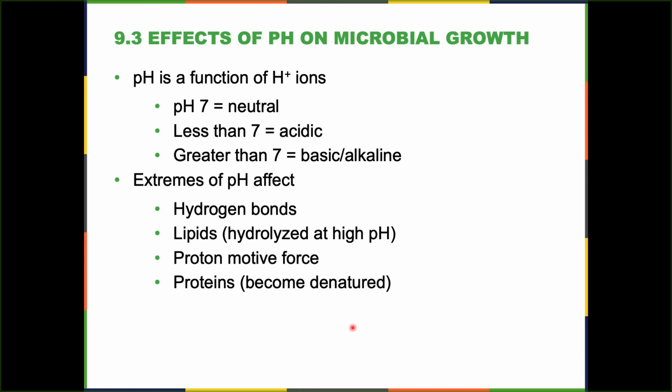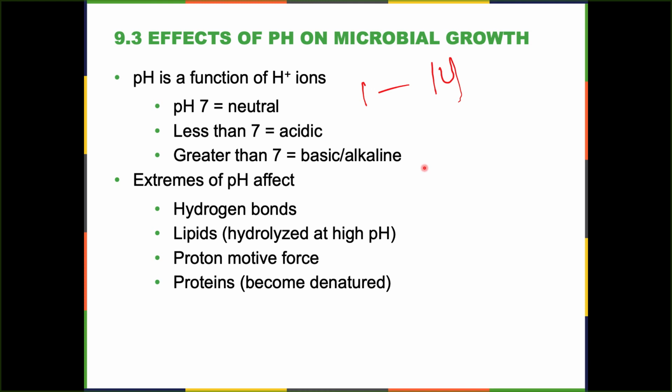So pH is a function of protons, or hydrogen ions. We've seen this before, right? And our pH scale is a scale that goes 1 to 14. We don't have to talk about what the numbers mean exactly, because they do mean something. We're going to keep it nice and simple. The middle, pH 7, is neutral, right? Less than 7 is acidic, greater than 7 is basic or alkaline. And of course, the closer we are to 1, the more acidic. The closer we are to 14, the more basic or alkaline.